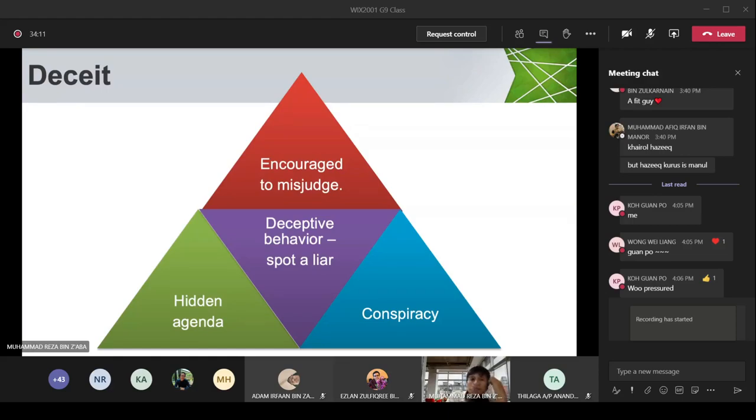Okay, you may have a hidden agenda. For example, you may want to be the next prime minister of the country. That's an agenda, but unfortunately that is not hidden. It's a visible agenda, so that maybe does not count. A hidden agenda is something that, because it's hidden, we don't know what it actually is.